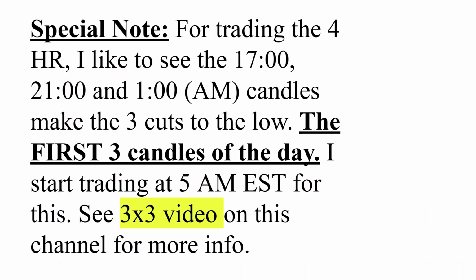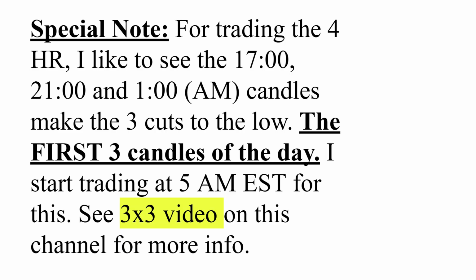So when you're trading the 4 hour chart, here's what I like to see. I like to see the first three candles of the day, where I am on the East Coast, it's the 1700, which is 5 o'clock Eastern, the 2100, which is 9 p.m. Eastern, and the 1 a.m. candles do the fresh cuts to the low or to the high. Okay, it's just the first three candles of the day. Then I start trading at 5 a.m. Now you can see the 3x3 video on this channel for more info on that, but you really don't have to because I'm putting everything in here since this is a deep study on it. So that's what I like to see.